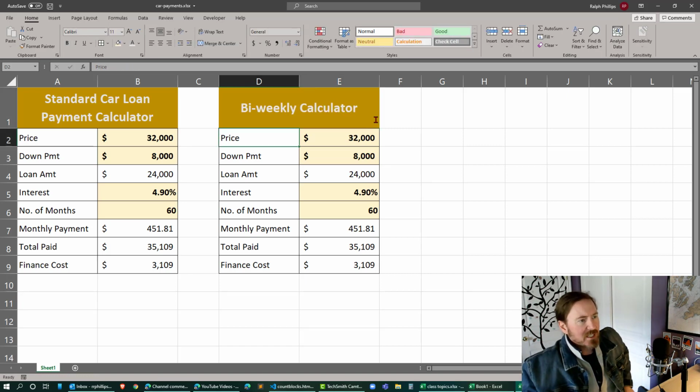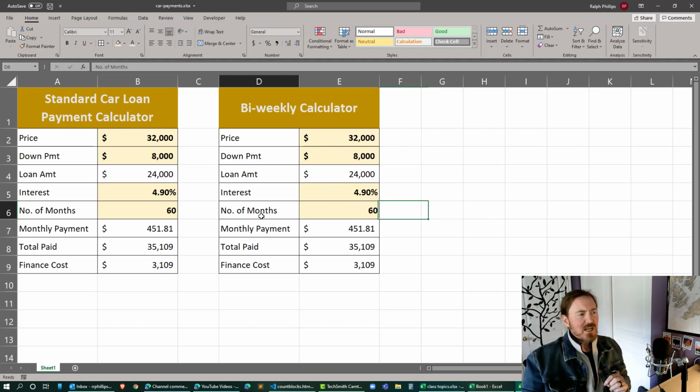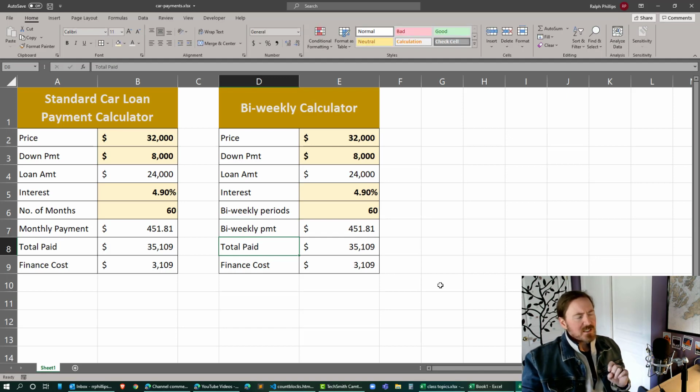Let's do our bi-weekly calculator. Okay, now a few things are going to change on here. We're going to assume that the price of the car is the same, down payment, loan amount, 4.9%, things like that. However, we don't want number of months. We're going to end up changing this to bi-weekly periods. How many bi-weekly periods are there, basically, in 60 months? And of course, we won't have a monthly payment. We're going to have a bi-weekly payment. All right, so let's see what we can do here.